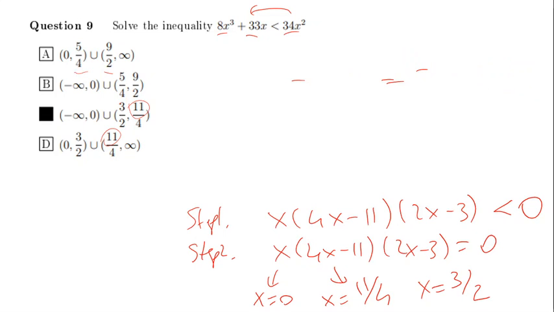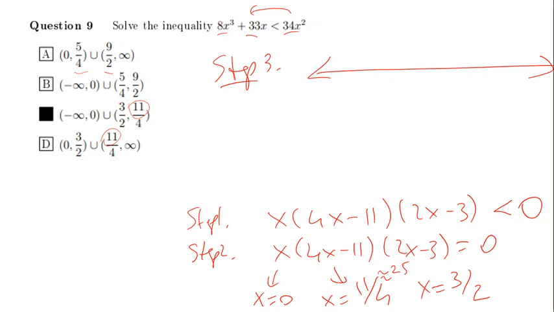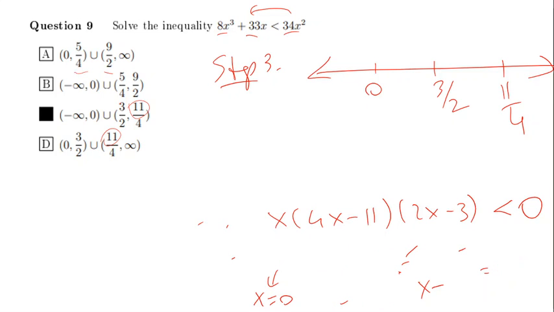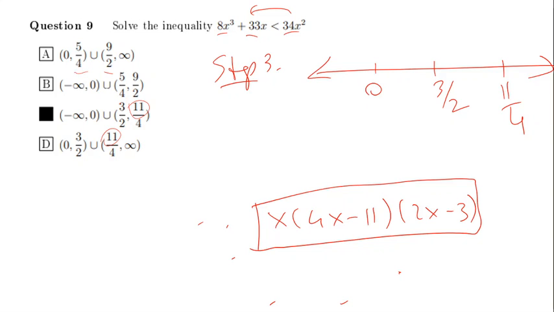Now when you take them, step 3, we'll make the real line. We put 11 over 4, which is something like 2.75, 3 over 2 is 1.5, and this is 0. So when you order them: 0, and then 3 over 2, and then 11 over 4. Now we will check them in this part here. So we take these numbers: 0, 3 over 2, and 11 over 4. So definitely 5 over 4 will not be there, and it may be this one or this one.